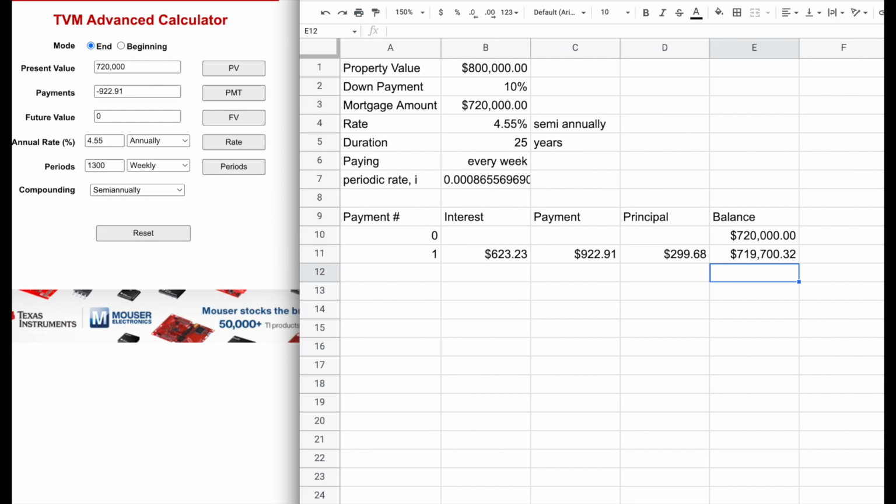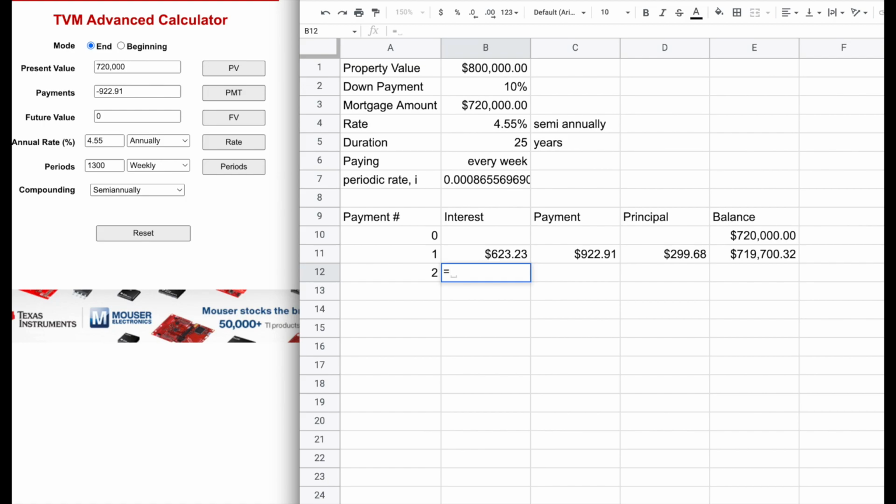So there's $719,000, $700.32. So everything here is now ready to be filled down. If you were doing this by hand, you would do 2 and you would calculate the new interest. I'll do it this time here.